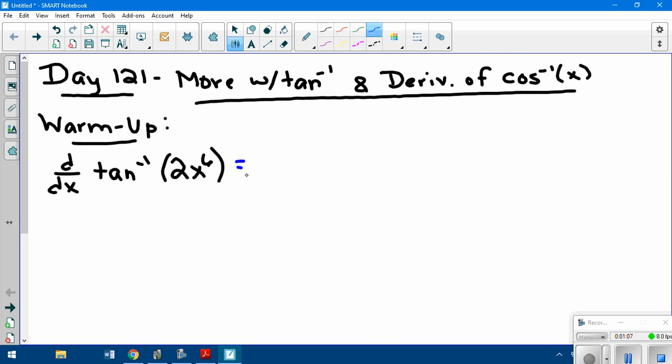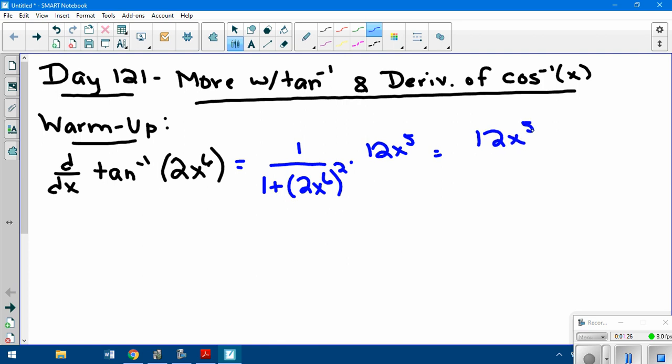Now remember, the derivative of tan inverse of stuff is 1 over 1 plus the stuff squared, so 2x to the 6th squared, times the derivative of the stuff, which would be 12x to the 5th. So it'd be 12x to the 5th all over 1 plus 4x to the 12th. There's nothing more you could do. The derivatives aren't too bad. You just got to remember to use chain rule.